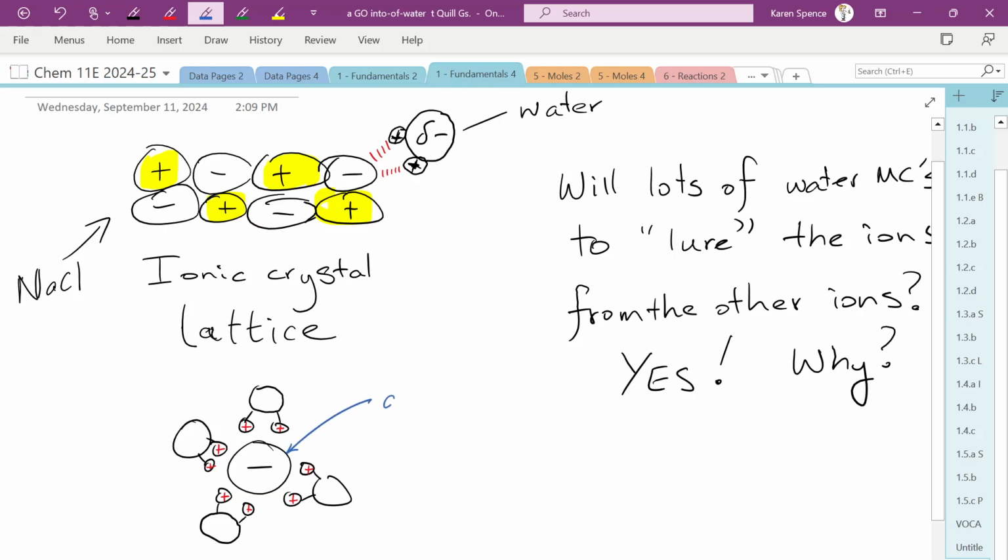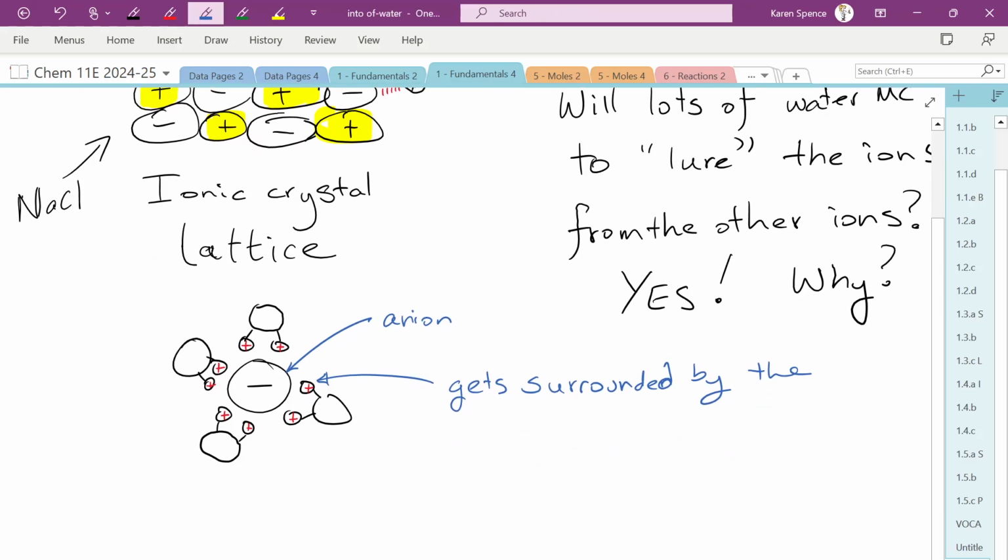So we have the anion and it gets surrounded by the slightly positive hydrogen end of the water.